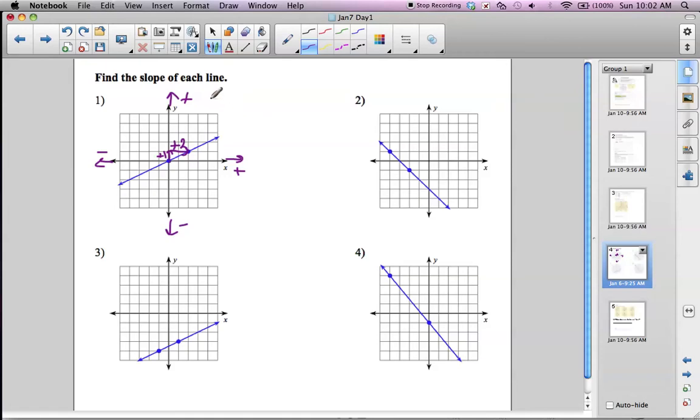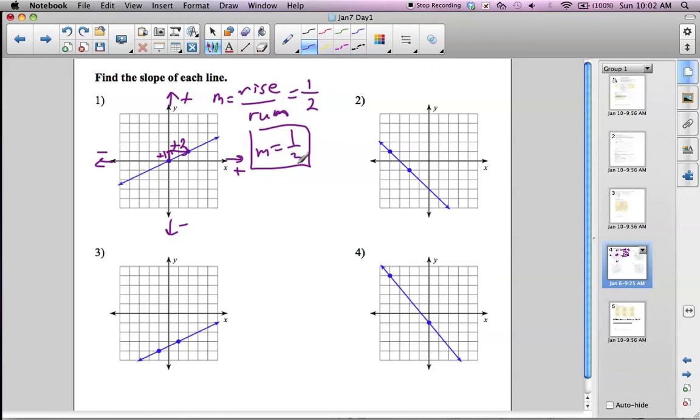So slope is equal to rise out of run. That's like the change in y over change in x, so rise over run in this case is 1 out of 2. So it's a change in y out of change in x. Don't get them mixed up. So your slope equals a half for that one.